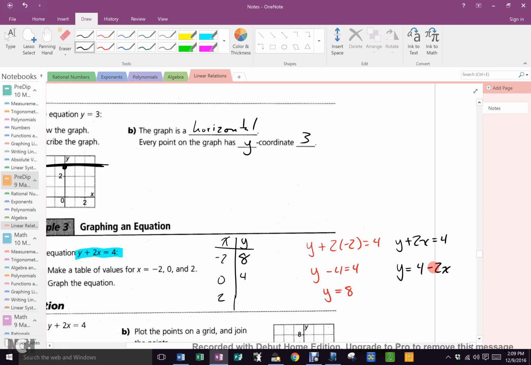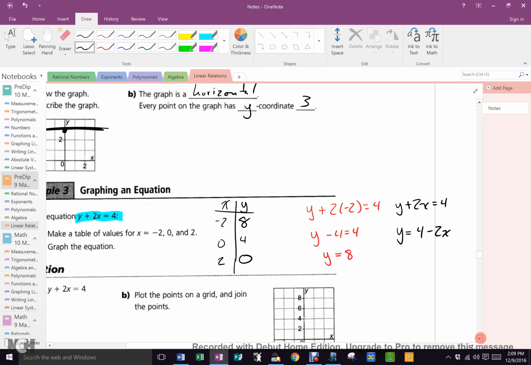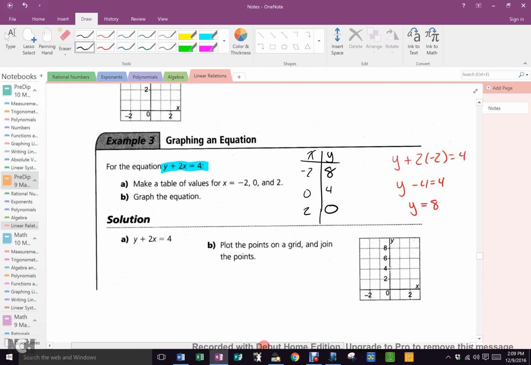All right. And what's -2 times 2? -4. What's 4 minus 4? 0. And then it's super easy to graph, right?